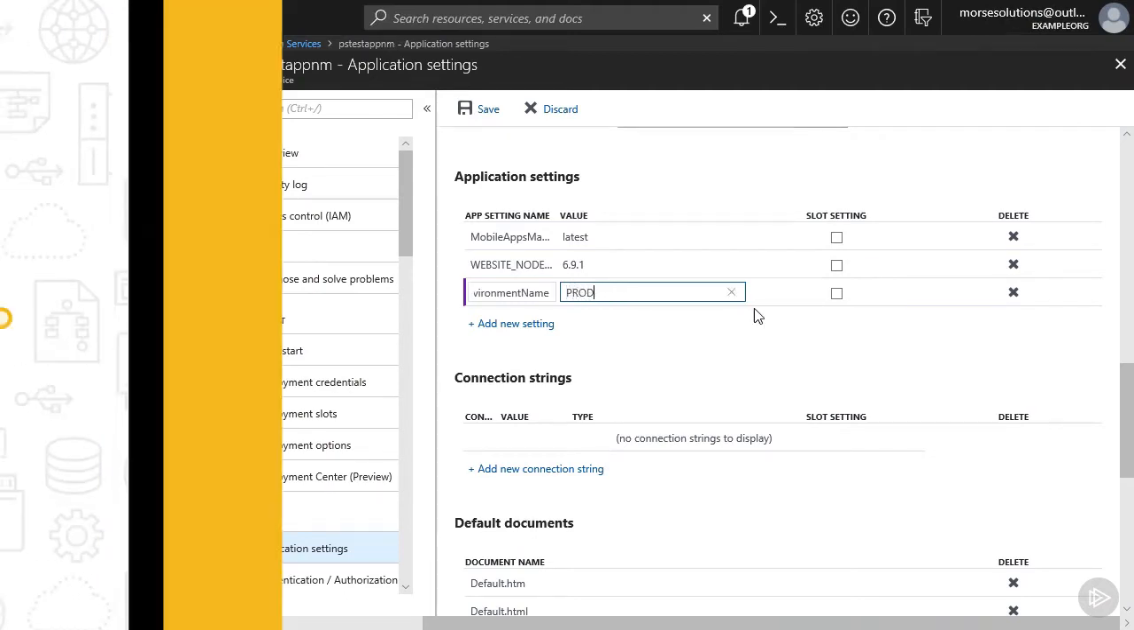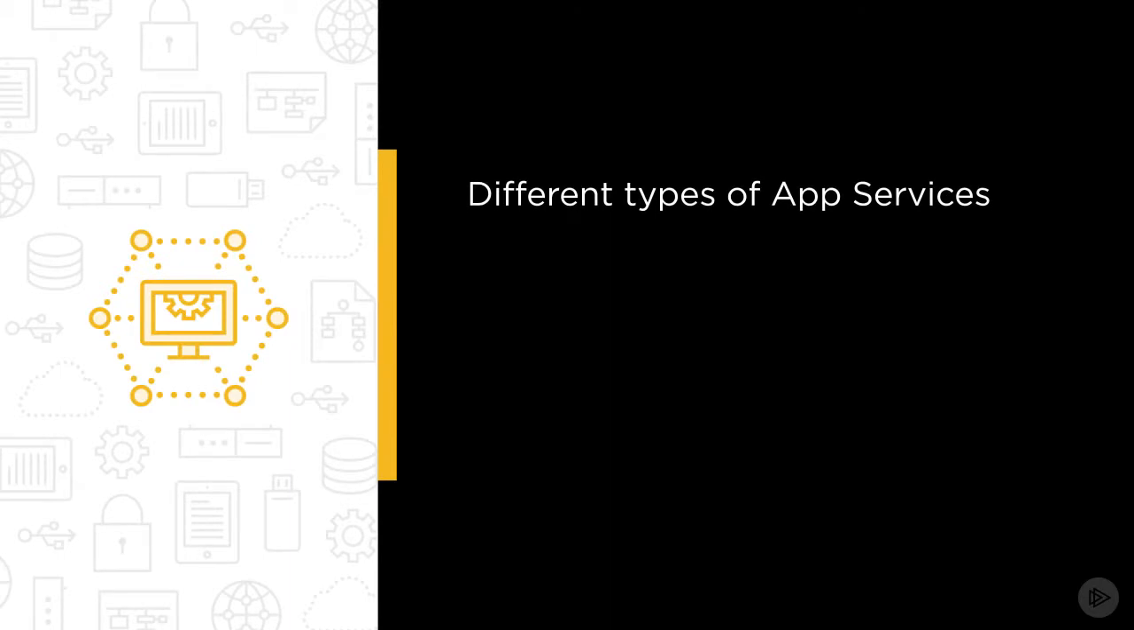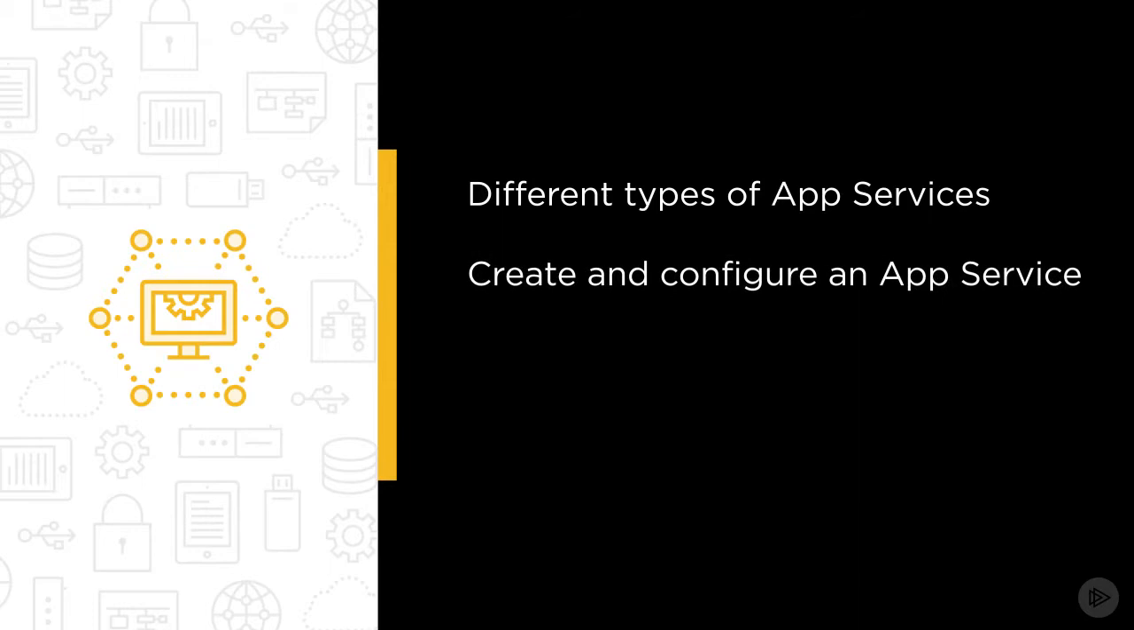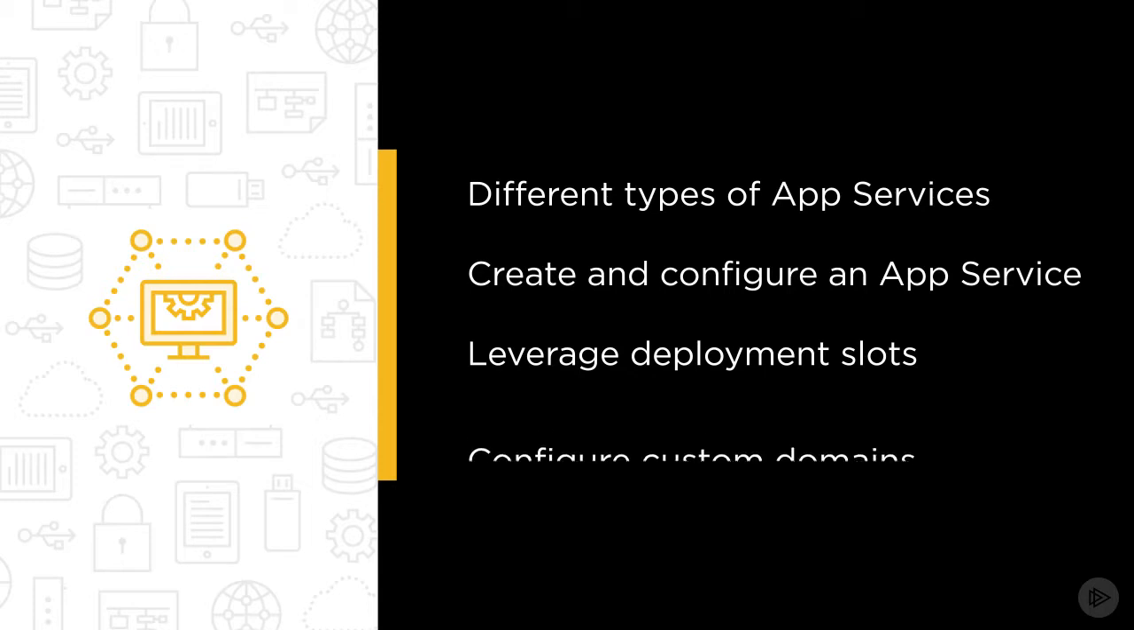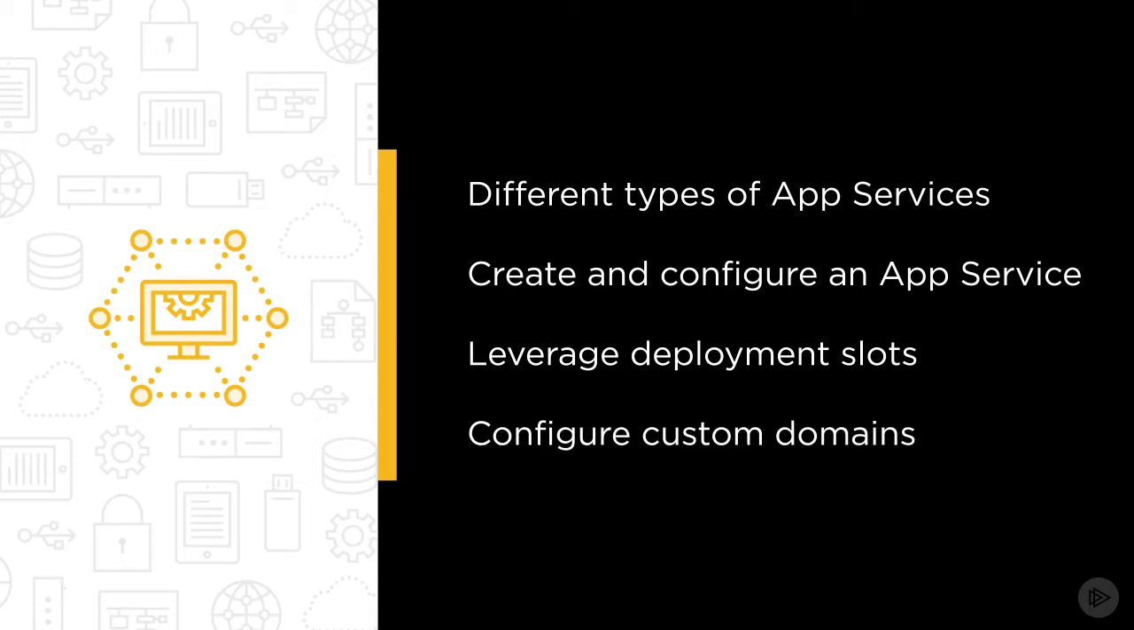web-based applications. Some of the major topics we'll cover include a review of the different types of app services and the features that are unique about each of them, how to create and configure an app service, including deploying the app and setting up authentication, how to leverage deployment slots so you can deploy code to a staging area and verify it before swapping the code to production, and how to configure custom domains on your app service so you can have your own branded web address along with an SSL certificate to secure the endpoint.